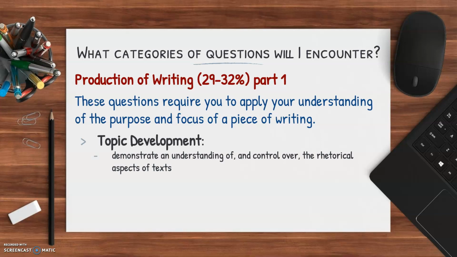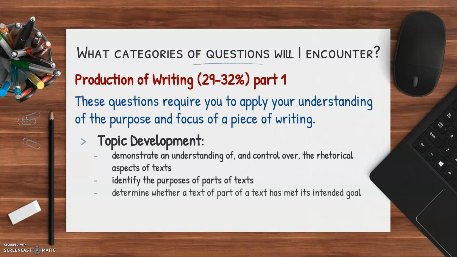The first subtopic here is topic development. So you've got to be able to show that you understand and can control the rhetorical aspects of a text. You need to be able to identify the purposes of different parts of a text. You need to be able to determine whether a text has met its intended goal, and you need to evaluate the relevance of materials in terms of a text's focus.